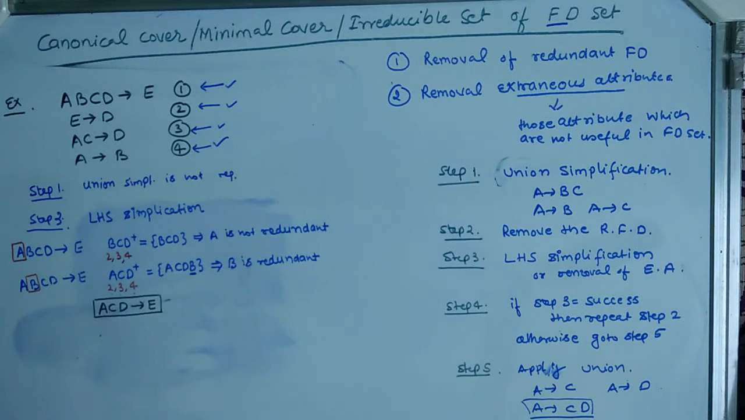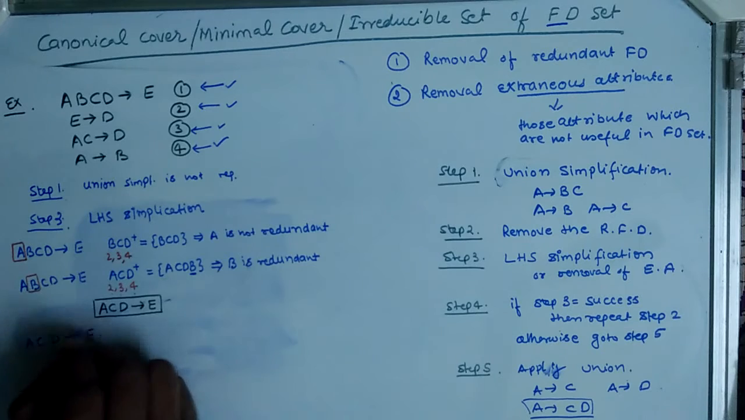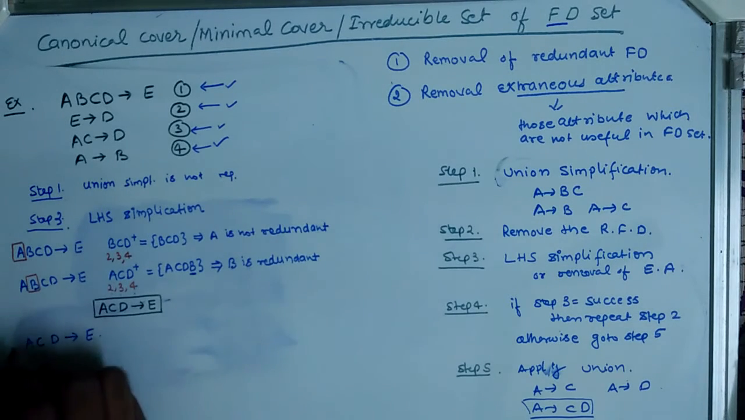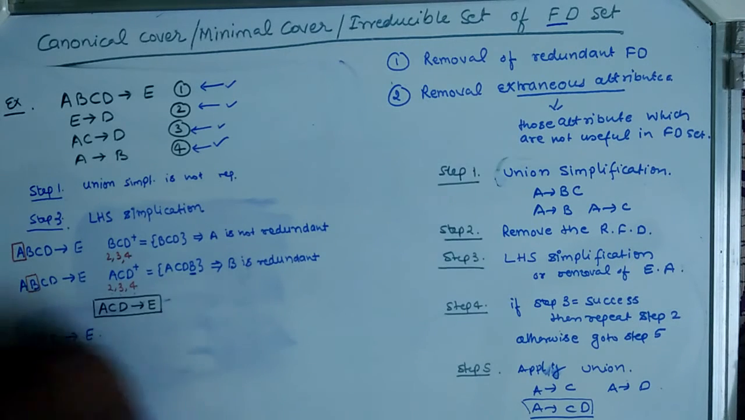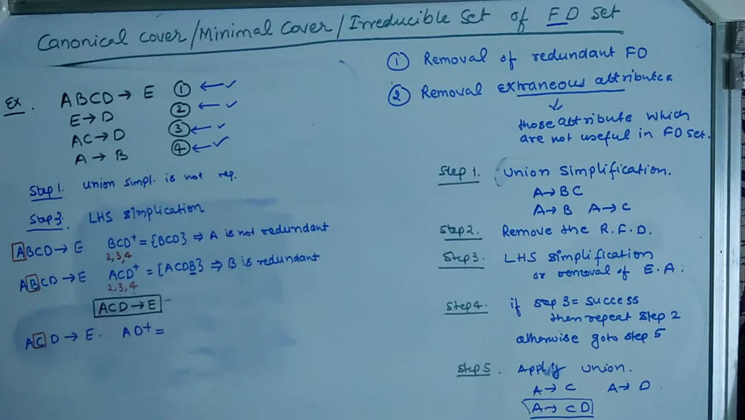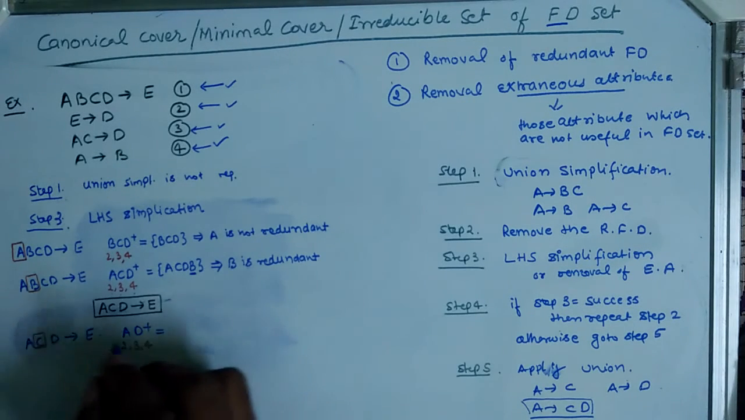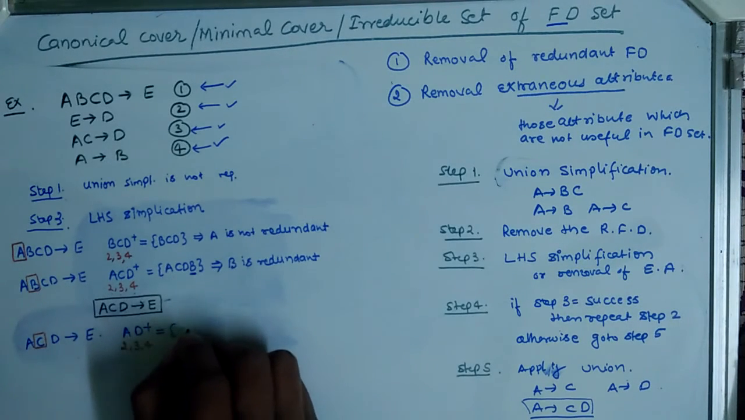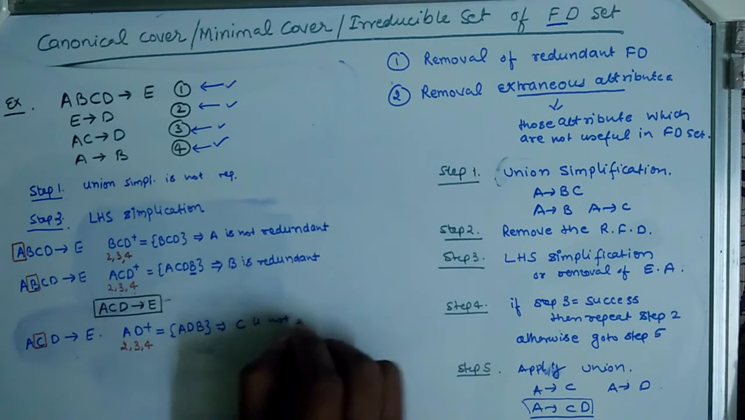Now again check ACD to E by removing C from this functional dependency on the LHS side. Check whether the AD closure will give you C when finding the AD closure from 2, 3, 4. So when we find the AD closure from 2, 3, 4, we will get A, D, B, but we will not get the attribute C. That's why C is not redundant.